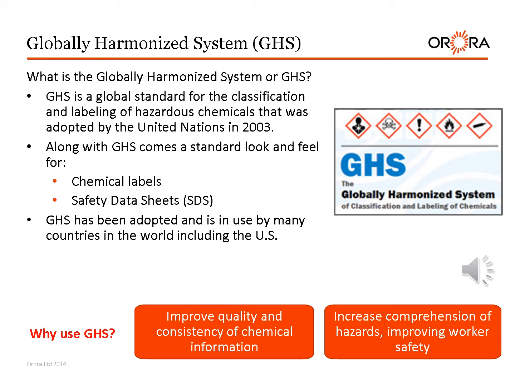Globally Harmonized System (GHS). What is the Globally Harmonized System or GHS? GHS is a global standard for the classification and labeling of hazardous chemicals that was adopted by the United Nations in 2003. Along with GHS comes a standard look and feel for chemical labels and safety data sheets, SDS. GHS has been adopted and is in use by many countries in the world including the US. Why use GHS? Improve quality and consistency of chemical information. Also, increase comprehension of hazards, improving worker safety.